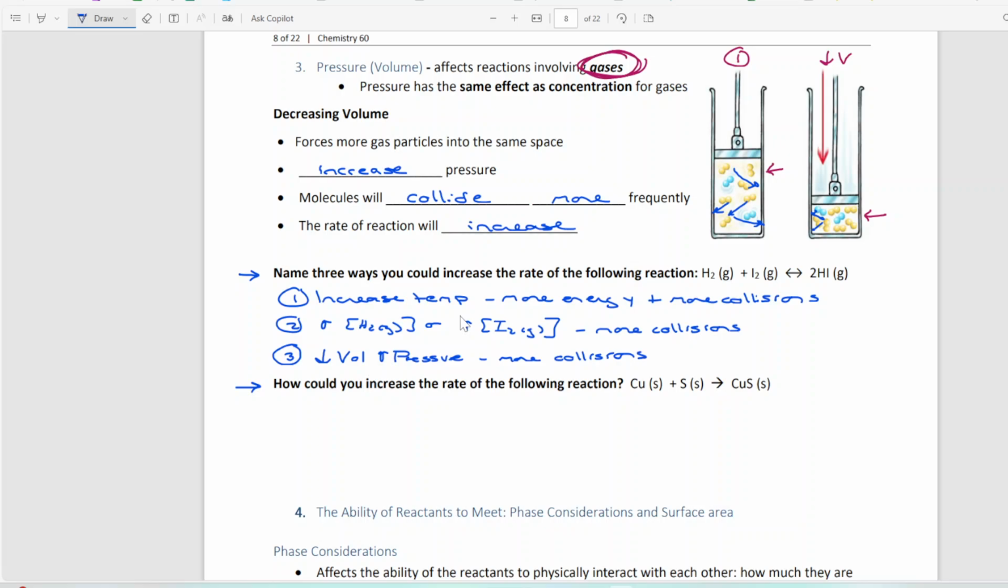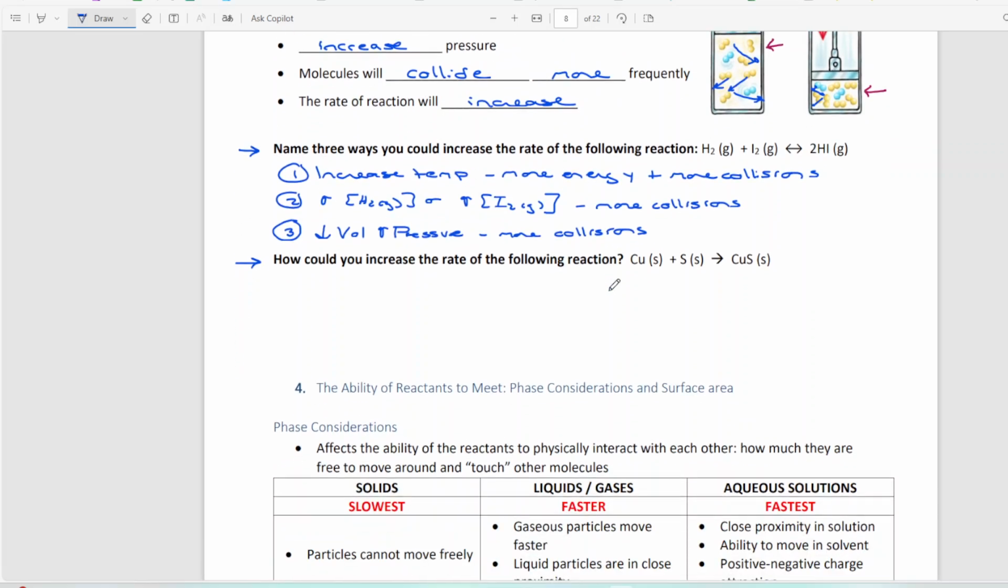Awesome. All right, try this next one. So this next one, maybe not all of them would work. Of the three this time, so the other one we were naming the three ways, but now of the three ways, which of the methods could you use to increase the rate of this reaction?